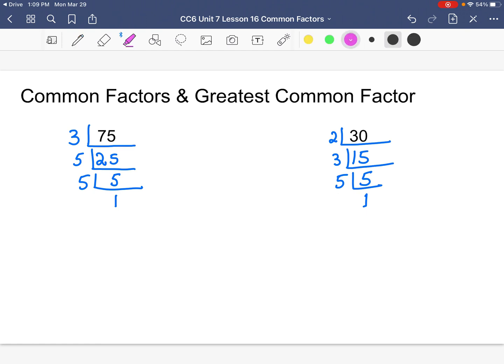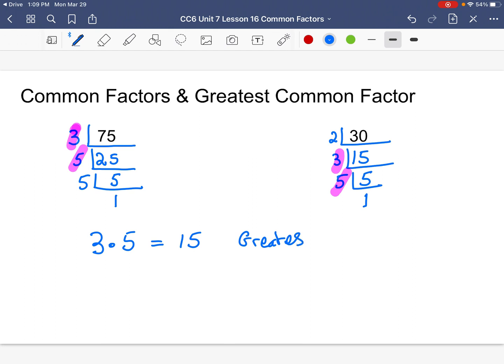So to find the greatest common factor then, I find what's common on both sides. And there's a 3 here and a 3 here and a 5 here and a 5 here. So I multiply 3 times 5 equals 15, and that is the greatest common factor. So that's a structured way to find the greatest common factor. You won't find all the factors here, but you'll find the greatest common factor.